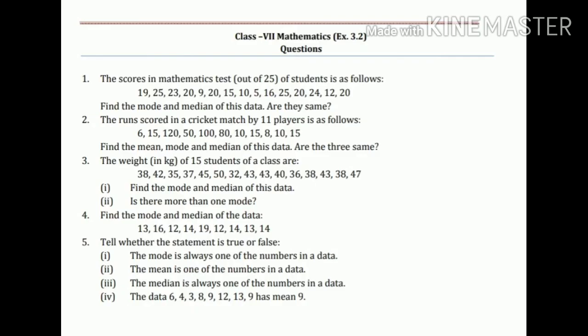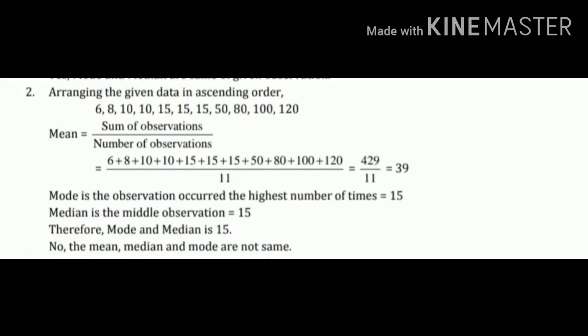In the second question, you have to find the mean, mode and median of this data. Now, what is the formula to find the mean? Sum of observations divided by the number of observations. We get the answer as 39. Now the mode, that is the observation which is repeating the maximum number of times. So 15 is repeating 3 times, so the answer is 15. And the median, that is the middle value. So here we have 11 observations. So median will be equal to 11 plus 1 divided by 2, so that is the 6th data. That is also 15. So we can say that mode and median are the same.